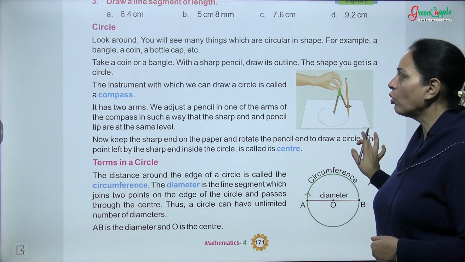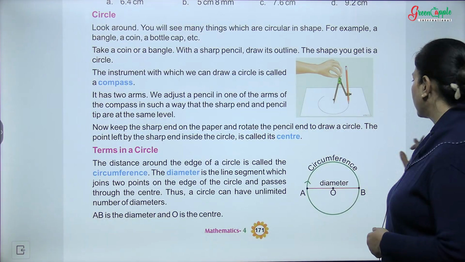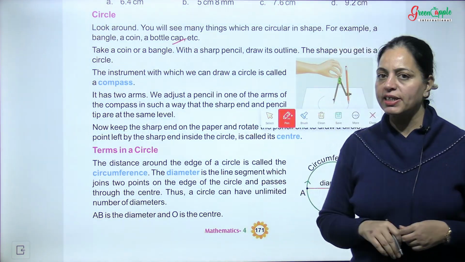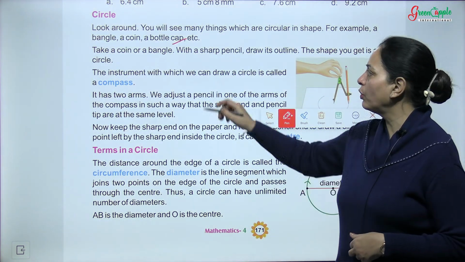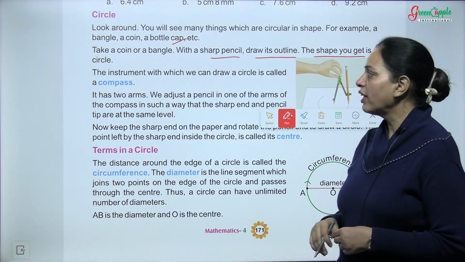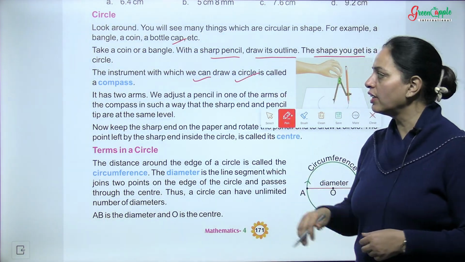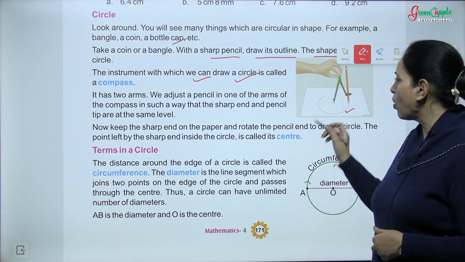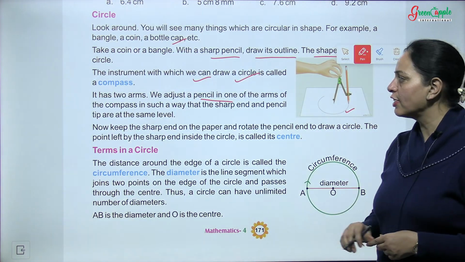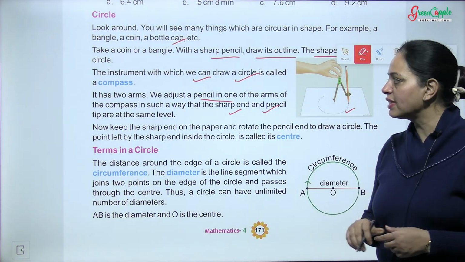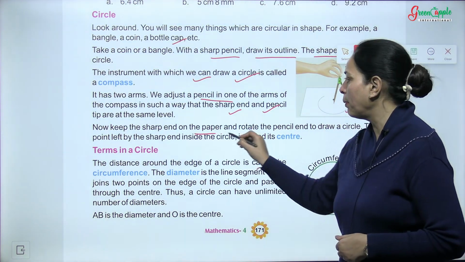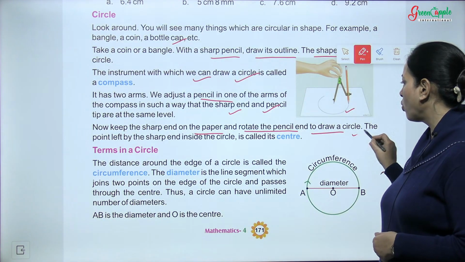Now come to circle. Look around. You will see many things which are circular in shape. For example, a bangle, a coin, a bottle cap, etc. Take a coin or a bangle and with a sharp pencil, draw its outline. The shape you get is a circle. The instrument with which we can draw a circle is called a compass. It has two arms. We adjust a pencil in one of the arms of the compass in such a way that the sharp end and pencil tip are at the same level. Now keep the sharp end on the paper and rotate the pencil end to draw a circle.